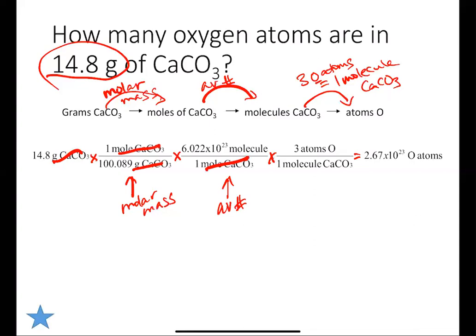6.022 times 10 to the 23rd molecules in 1 mole. We knew that. Now we have our new conversion factor over here: 3 atoms of oxygen equals 1 molecule of CaCO3. So our molecules cancel. We're left with atoms of O. And here we have our answer: 2.67 times 10 to the 23rd.